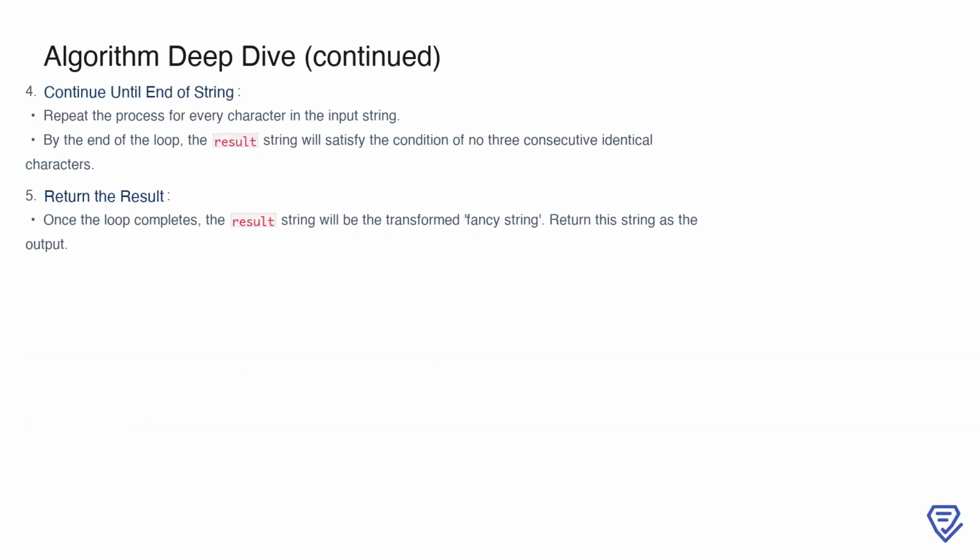The process continues for every character in the input string, systematically ensuring that no 3 consecutive characters in result are identical. By the time the loop completes, the result string will meet the condition of being a fancy string. Finally, we return this result string as our output. This ensures that the transformed string is not only valid but also retains as much of the original character order as possible, fulfilling the requirements of the problem.